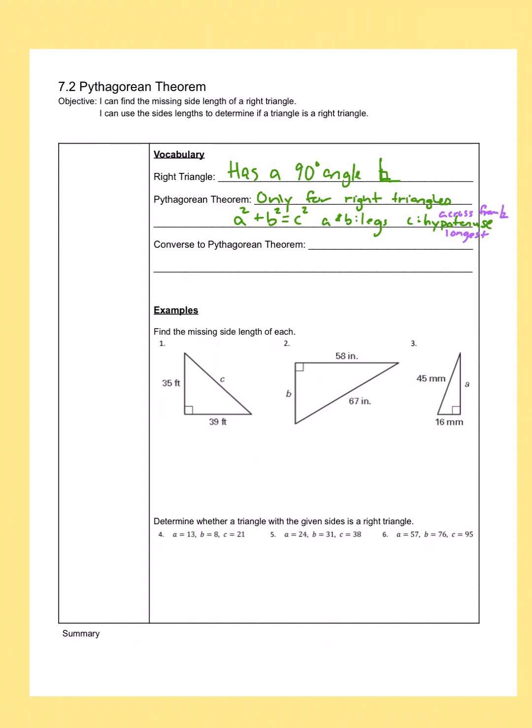So we'll make that symbol for right angle. So side C is always going to be across from the right angle. We could also make notes and use this side over here if you want to make more space for that. So the hypotenuse is always the longest, always across from the right angle.